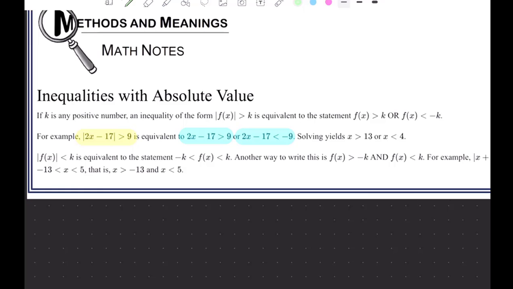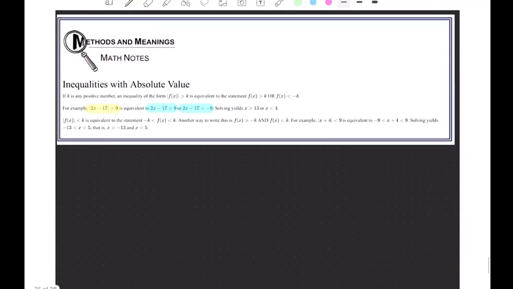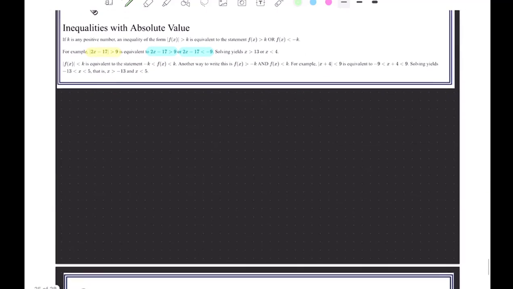So, I don't know, do you want to come up with a crazy problem to walk through? So let's say we had 2 times the absolute value of x plus 7, minus 3, is greater than or equal to 13.